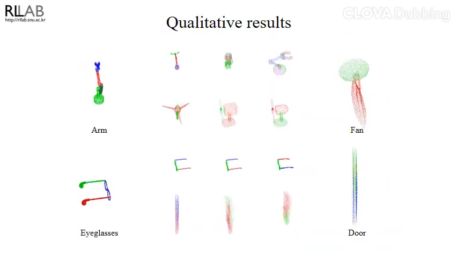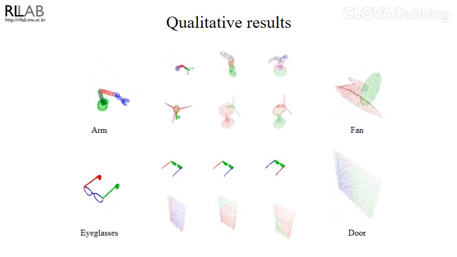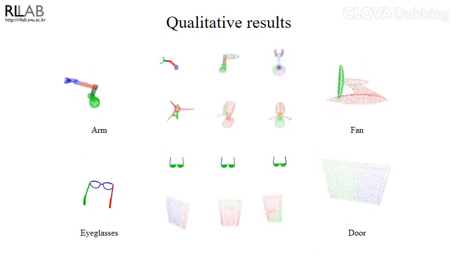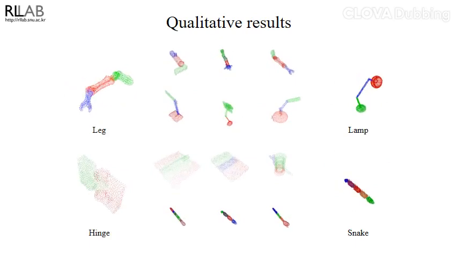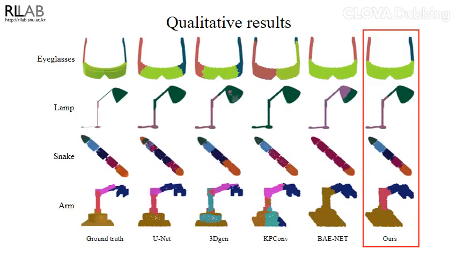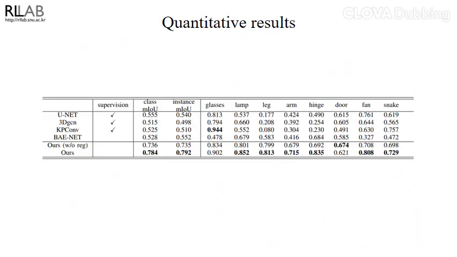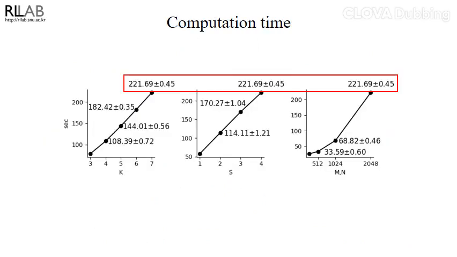These are some results of the proposed method. Qualitatively, our method showed the finest result compared to the state-of-the-art methods on the Coherent 3D dataset. Quantitatively, the proposed method attains comparable performance to the state-of-the-art methods. The proposed method can be performed within 4 minutes on a local computer. There is a linear relationship between the computation time and the implementation variables k, s, m, and n.